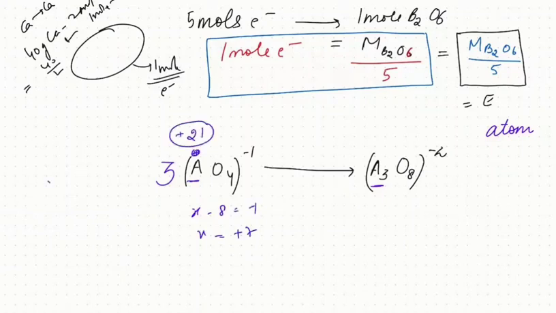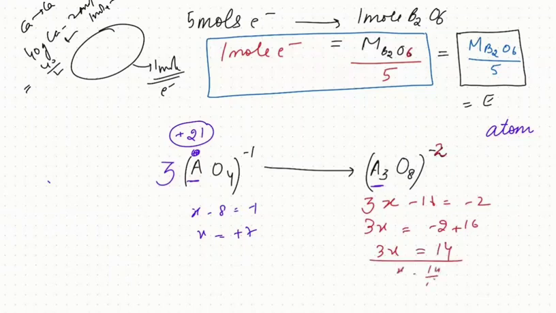Wait, what is the charge on the right hand side? It is minus 2. 1A carries X, so 3A carries 3X, minus 16 is going to be minus 2. So 3X would be equal to minus 2 plus 16, so 3X here would be 14. So 1X carries what? 14 by 3. So A would thereby carry 14 by 3. Do you understand?